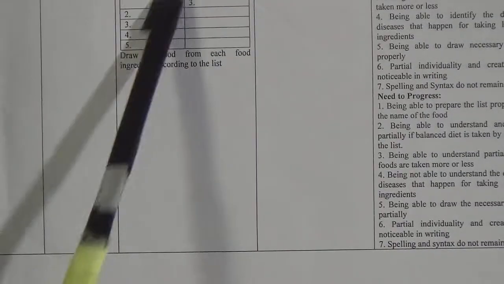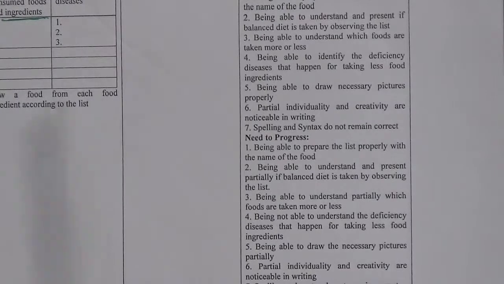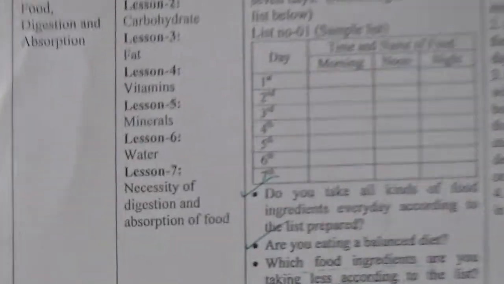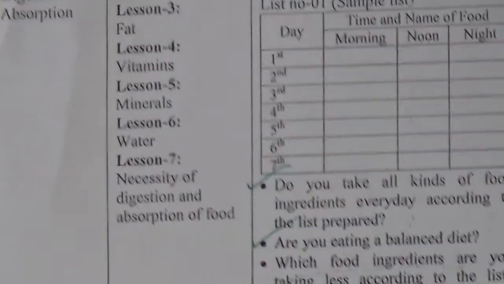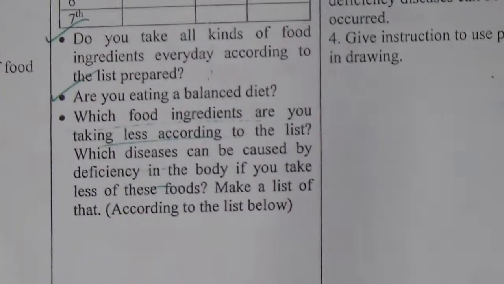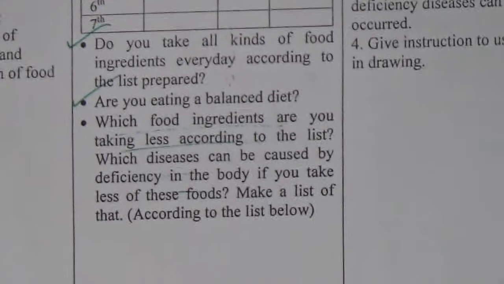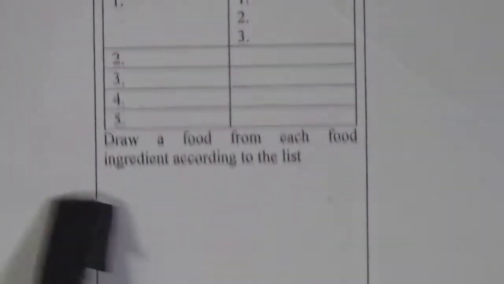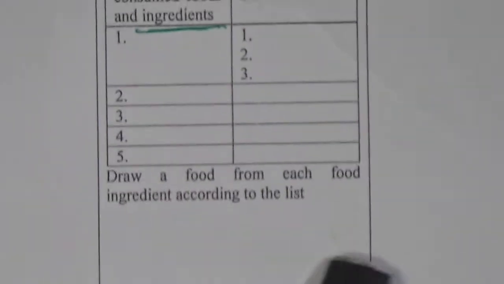And students, I think you already know what the food ingredients are. Students, there are 6 food nutrients, and they are what? Protein, carbohydrate, fat, vitamins, minerals, and water. Okay. So from these food ingredients, which food ingredients are you taking less? You have to write this at first, then you can write the second list, and after that you have to draw any food item from each food ingredient.